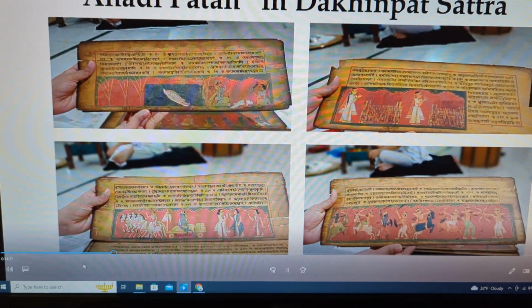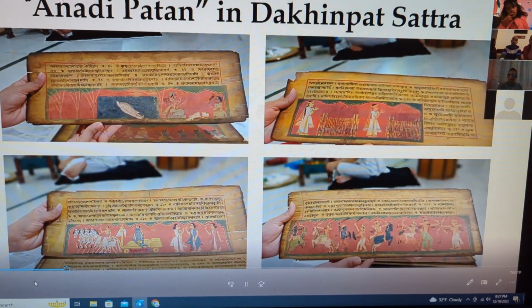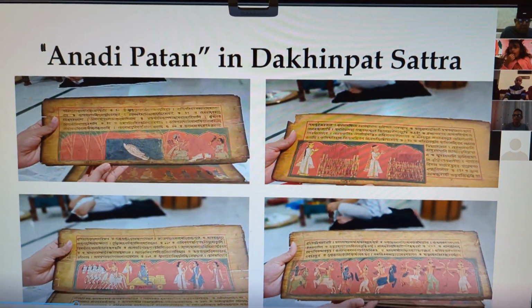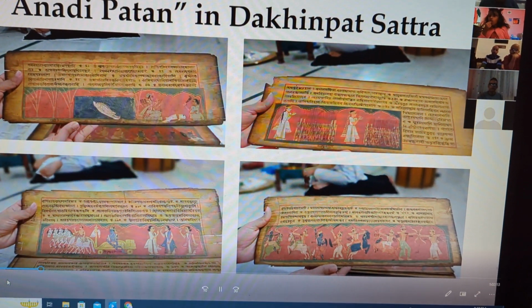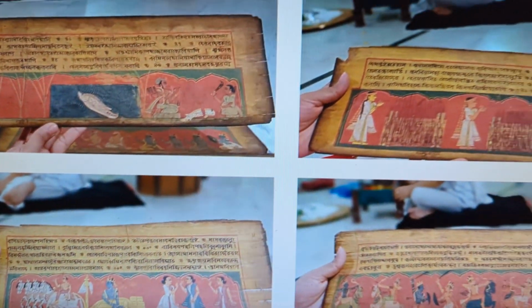This time when I visited Majuli, I saw these real manuscripts from Dokhinpat Hotra on Adipotan. They were destroyed but have been preserved now. You can see the ends are getting a little destroyed.